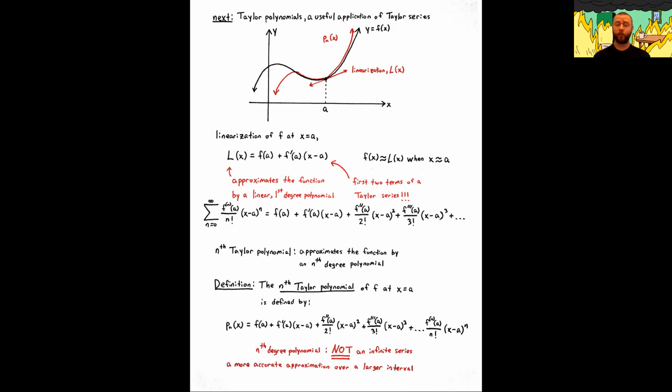Okay, that's the perspective we're going to take for nth Taylor polynomials. They are an extension of the linearization that you saw back in Calc 1. So instead of approximating by a degree 1 polynomial, something that contains just x minus a, we approximate the function with an nth degree polynomial that contains x minus a to the nth power.